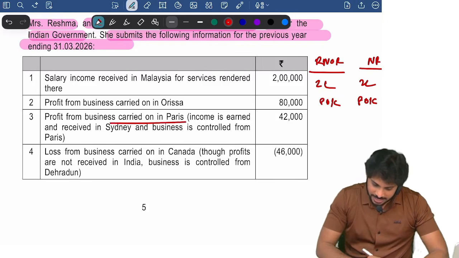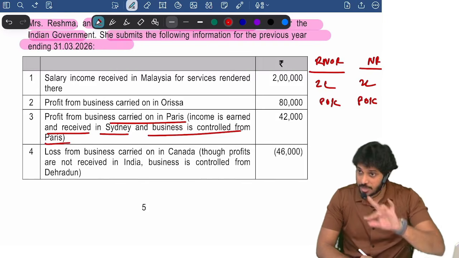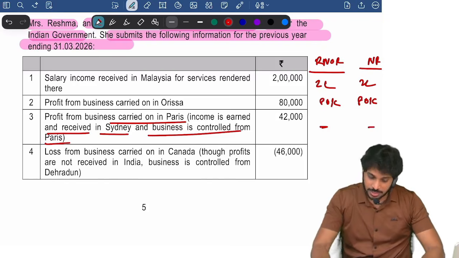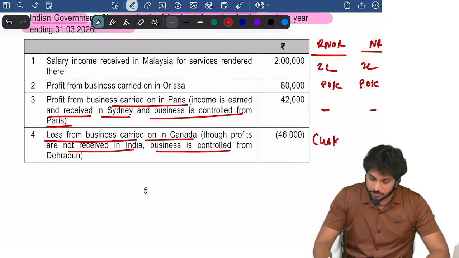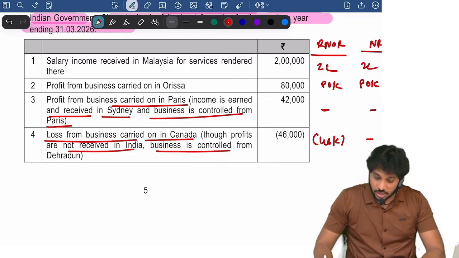Profit from business carried on in Paris. Income is earned and received in Sydney, but business is controlled from Paris. Everything is outside. 0, 0. Correct? Loss from business carried on in Canada. Though profits are not received in India, business is controlled from Dehradun. It is subject to tax, 46k. But for non-resident it doesn't matter.